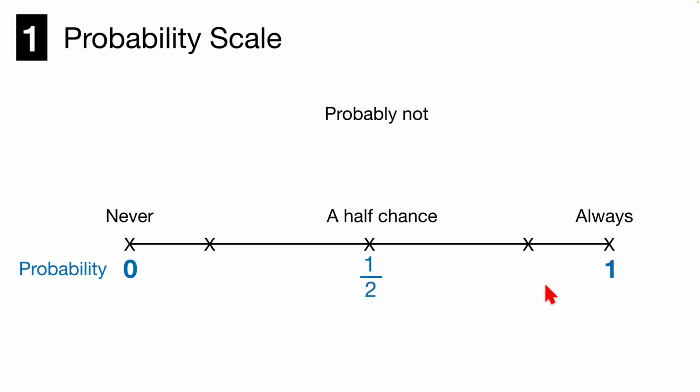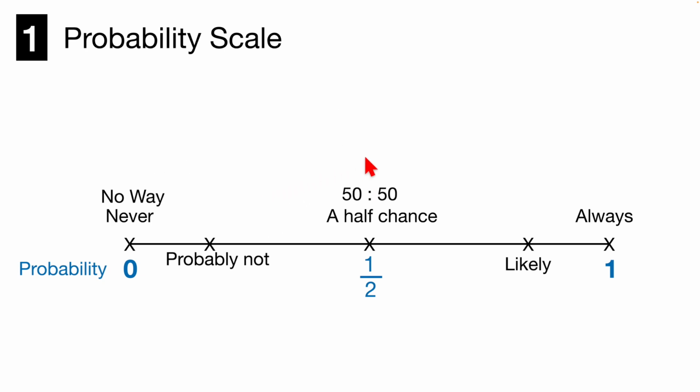So let's have a think about what we can get. Probably not. Well, it's not never, but it's down here. What about likely? Well, again, it's not always, it's not 100% certain, but it's likely, so it's up here. And 50-50, you guessed it, it's a half chance. No way. Might be an exaggeration, but that's never. Probably. Again, it's up here. It's not always, but it's on this side. Definitely. Well, that's always. Unlikely. Well, that's with probably not.